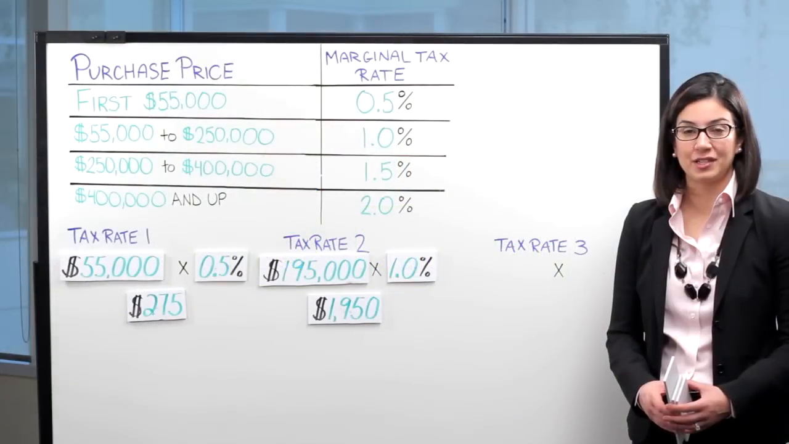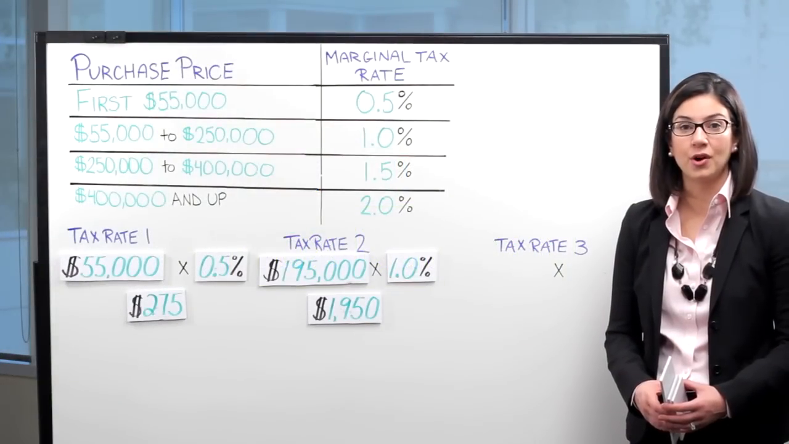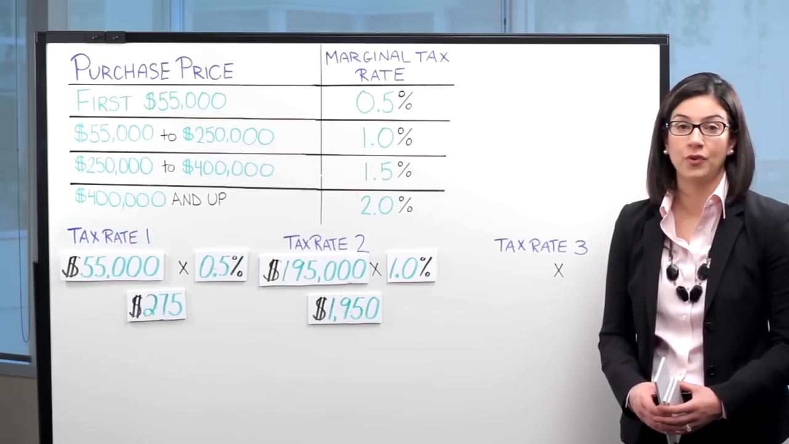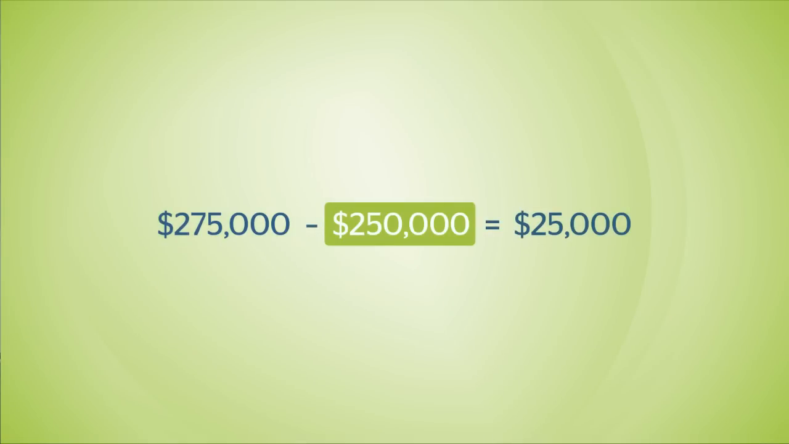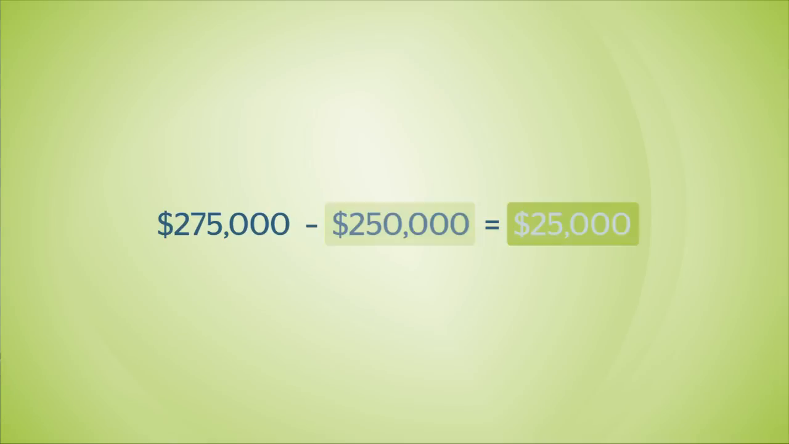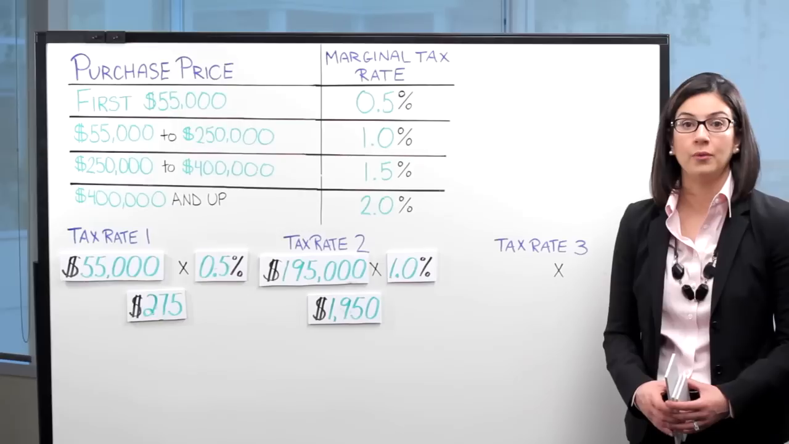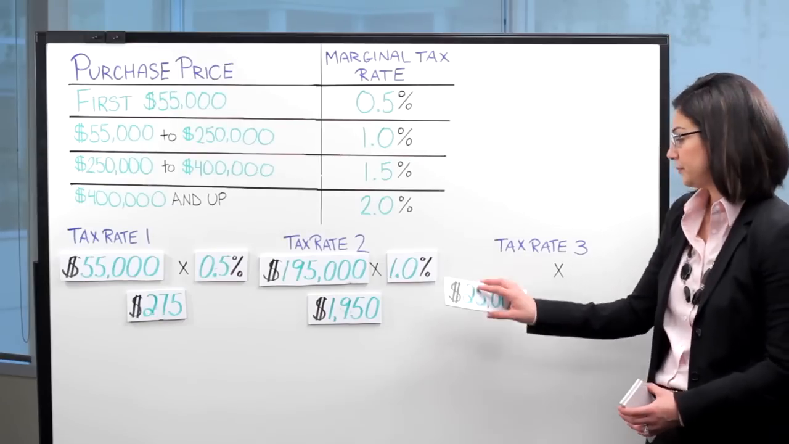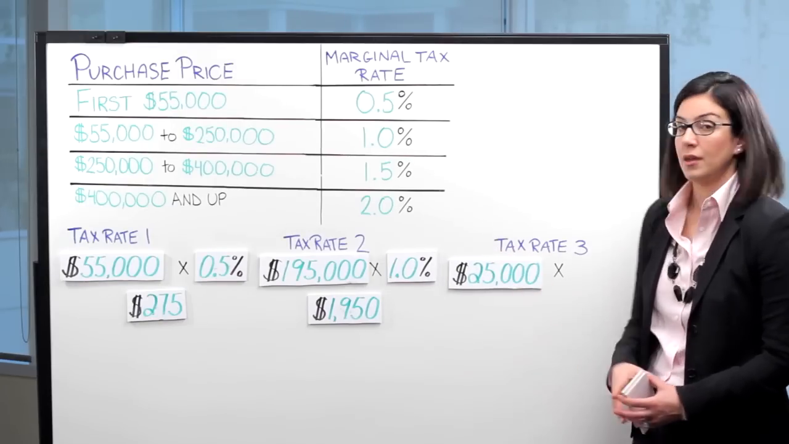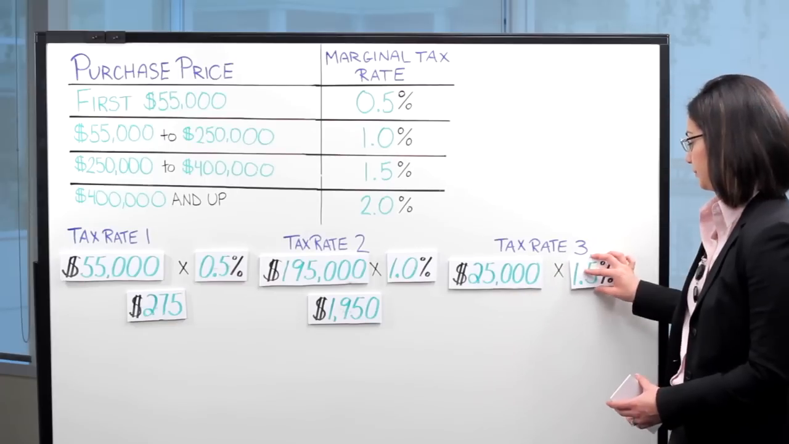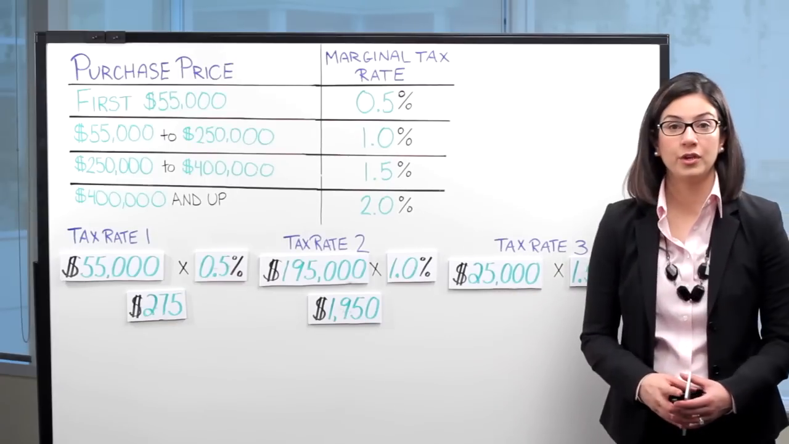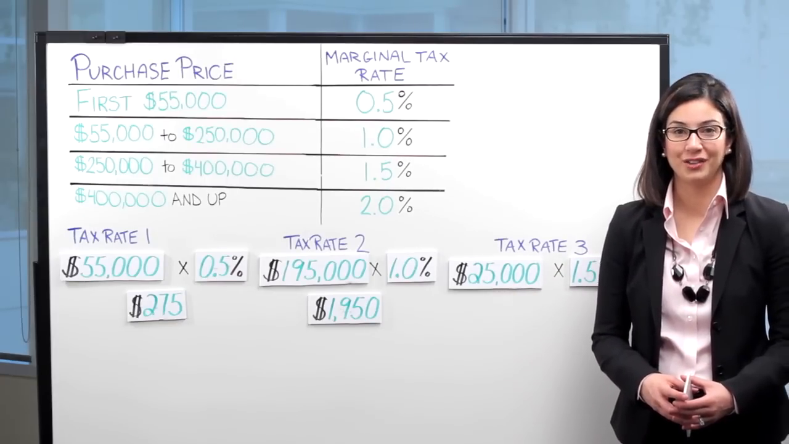Next, let's calculate the tax for the third margin. Since the value of your home at $275,000 falls between $250,000 and $400,000, we don't need to use the full range. Instead, we take $275,000, subtract $250,000, and get a total of $25,000. We take our $25,000, multiply that by the rate of 1.5%, for a total of $375.